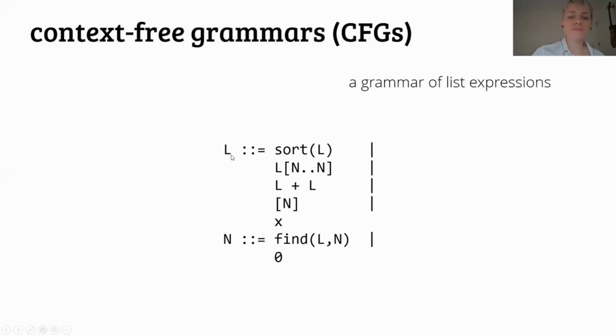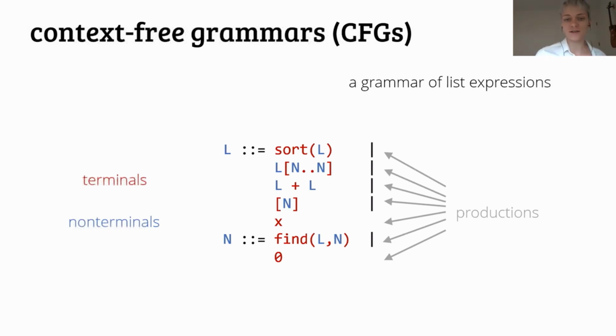So we have list expressions in this language, which can be: sort a list, take a sublist of a list, concatenate two lists, a singleton list, and an input variable X. And we also have integer expressions like find a particular number in a list, and also the number 0. Context-free grammars consist of terminals, which are basically the operations of our language, and non-terminals, where here we have two, list programs and integer programs, and they consist of productions that tell us basically how to build non-terminals from terminals and other non-terminals. So context-free grammars recursively define the structure of our language.